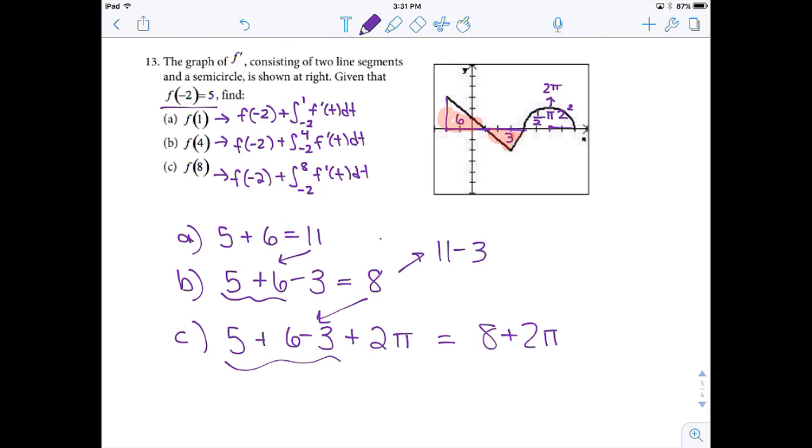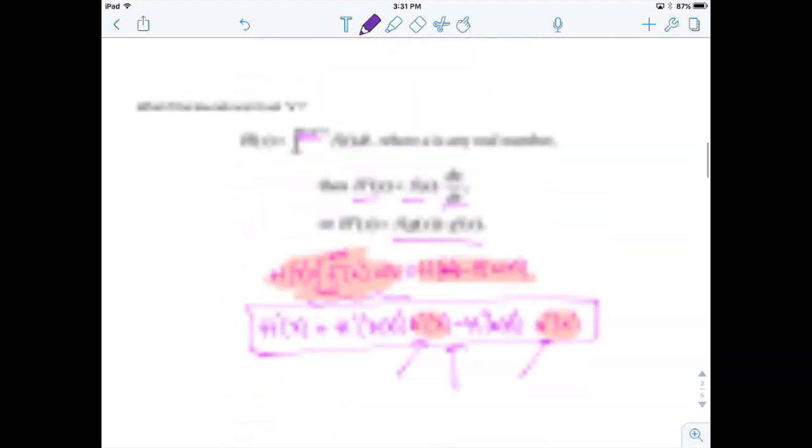So that was a quick little half-hour crash course on the fundamental theorem. Hopefully that walked you through some stuff you were shaky on or needed to know.